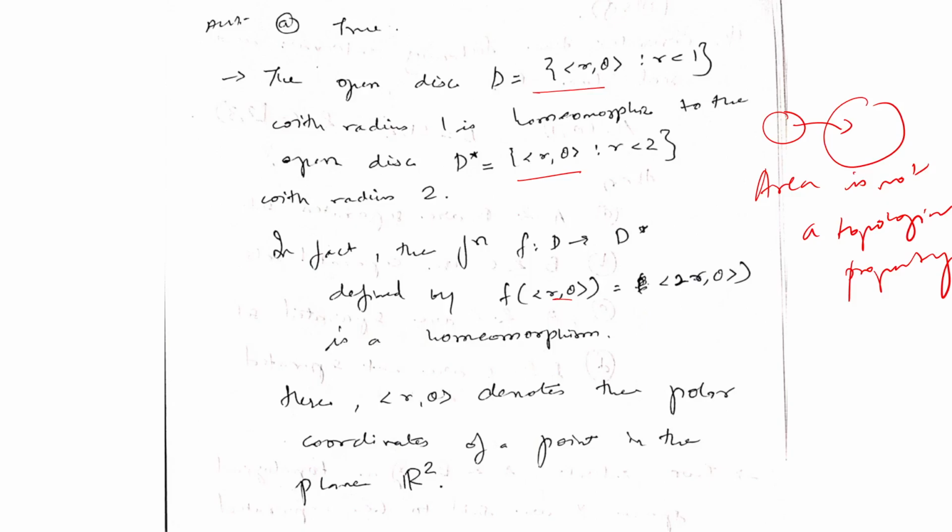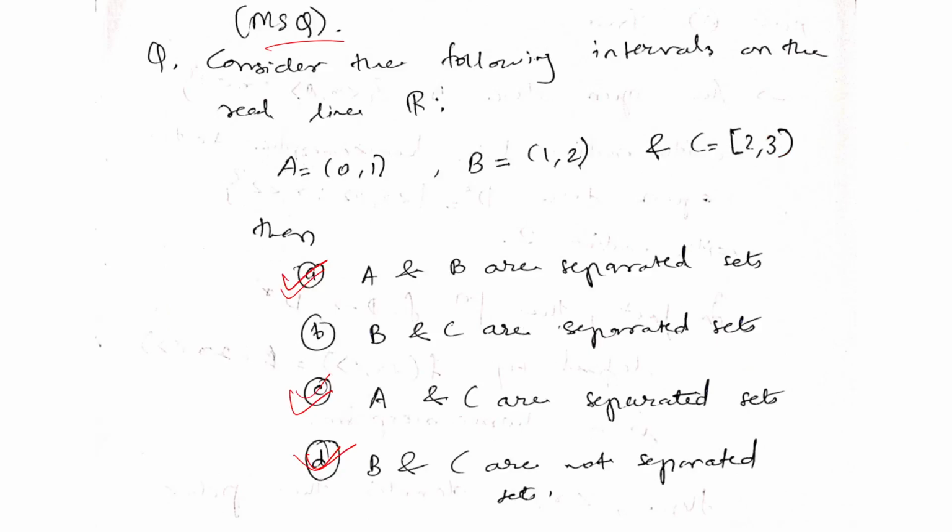Okay, shall we move to the next question? Yes, ma'am. So the next question is: consider the following intervals on the real line R, such that A is the open interval (0, 1), B is the open interval (1, 2), and C is closed at 2 and open at 3. Let me know which of the following options is correct. Option A, that A and B are separated sets; option B, that B and C are separated sets; option C, that A and C are separated sets; or option D, that B and C are not separated sets?